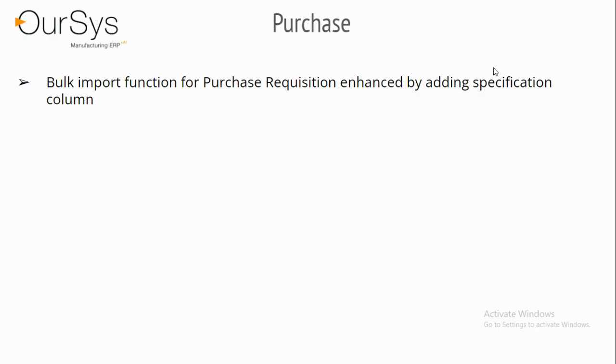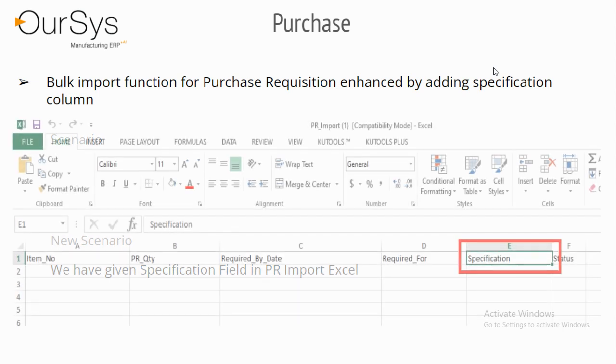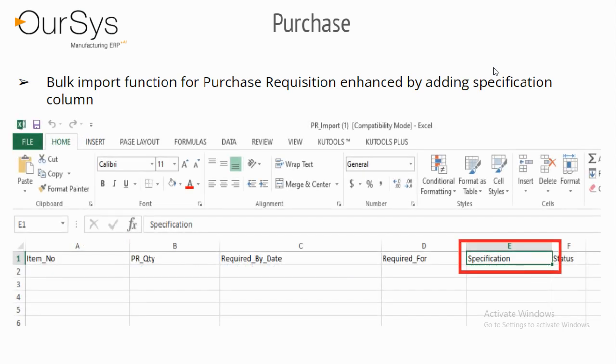The next option we have introduced is in the purchase module. That is the bulk import function for purchase request by adding a specification column. Previously, if I had multiple items in my PR and I wanted to add them using the Excel format, I could not add a specification column in my Excel format. So now we have introduced the specification column in our Excel format, which will ease your work, and you don't have to manually type in the specification for all the items that are added in the PR.